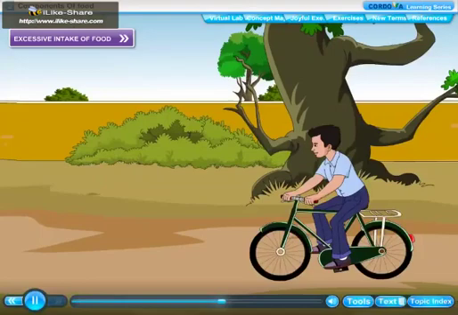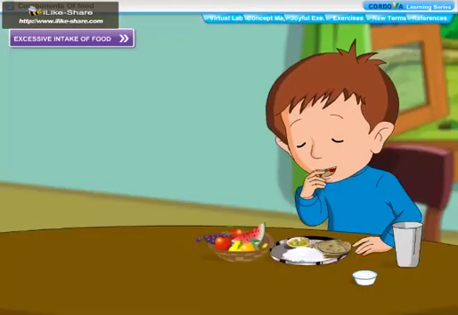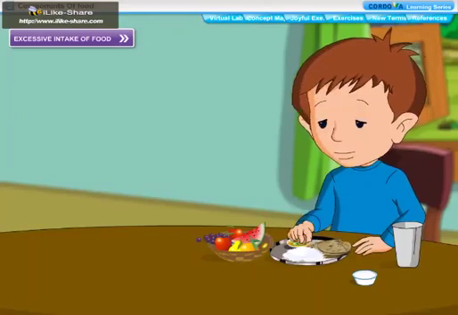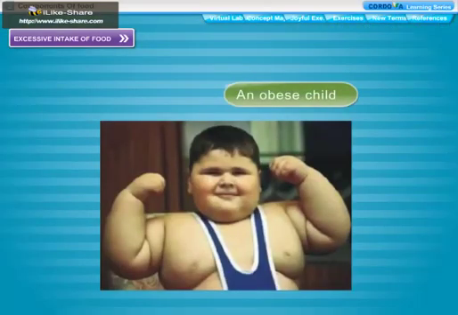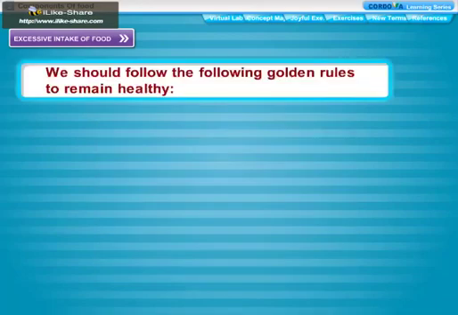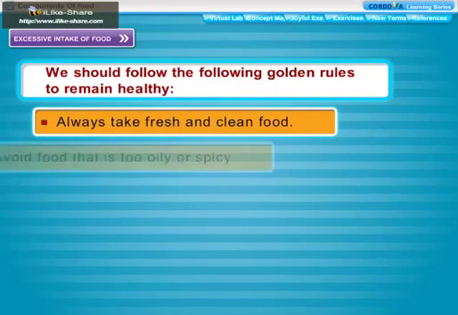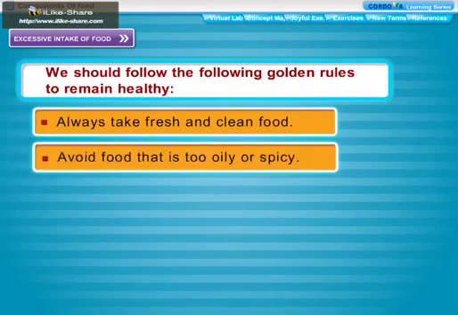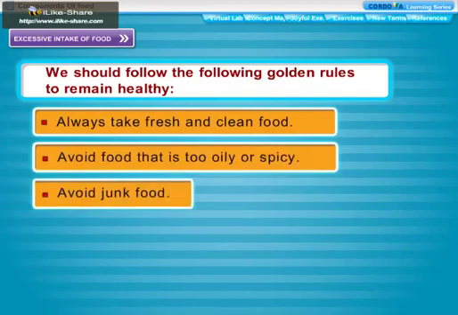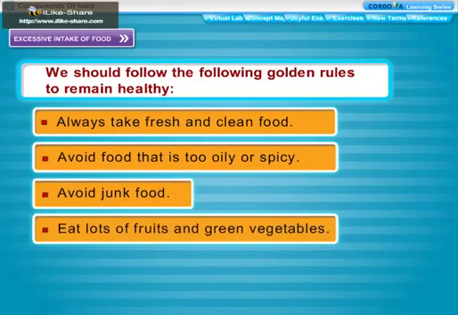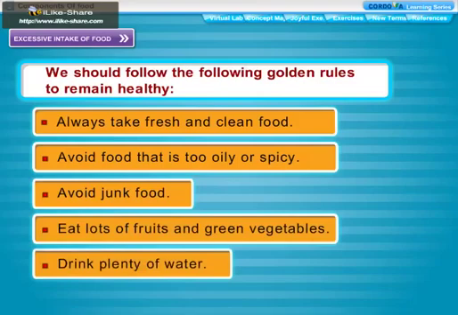One should always eat a balanced diet according to one's age and nature of work. A person who does not eat a balanced diet is prone to illness and various diseases. We should follow the following golden rules to remain healthy. Always take fresh and clean food. Avoid food that is too oily or spicy. Avoid junk food. Eat lots of fruits and green vegetables. Drink plenty of water.